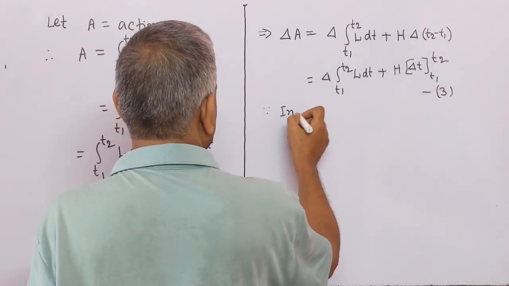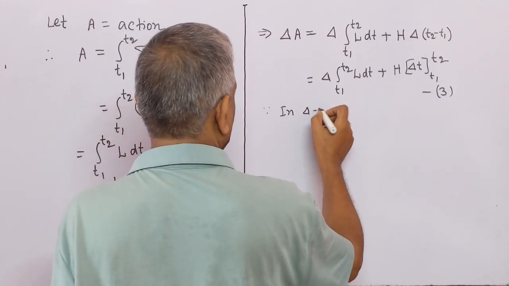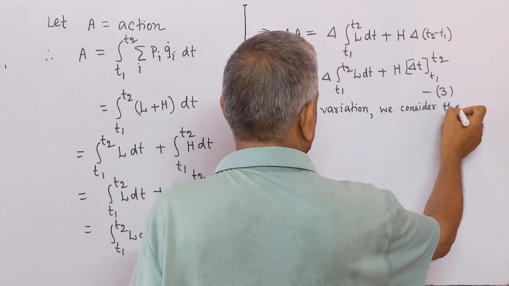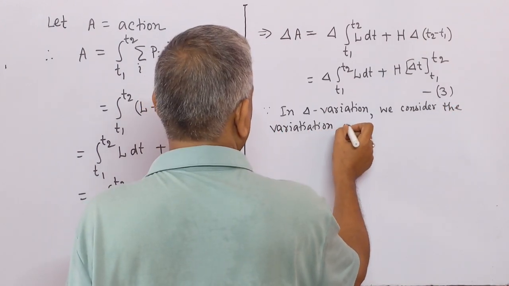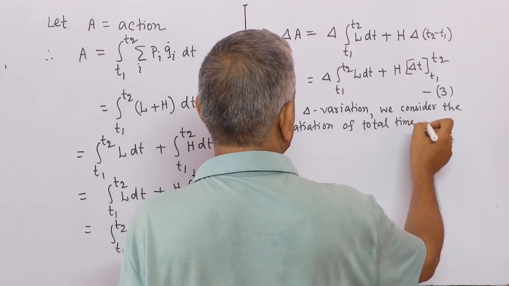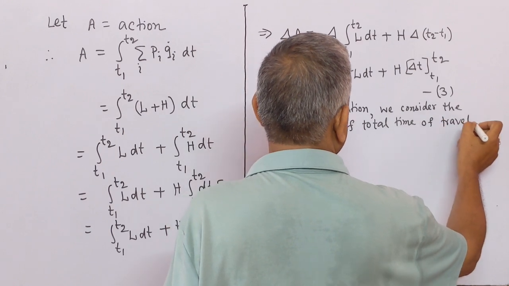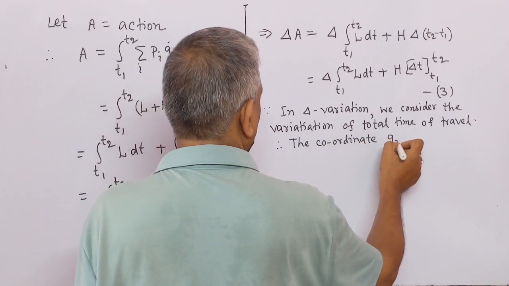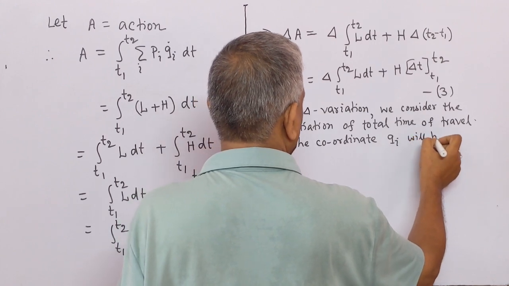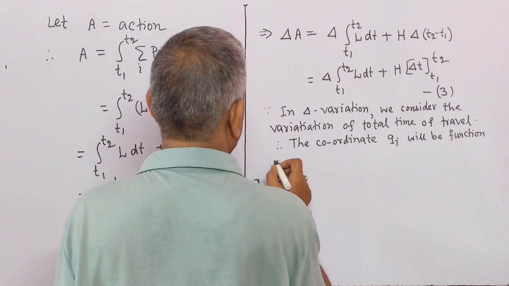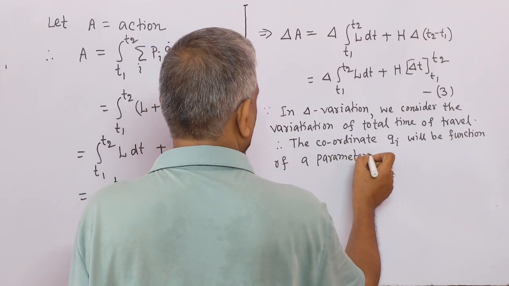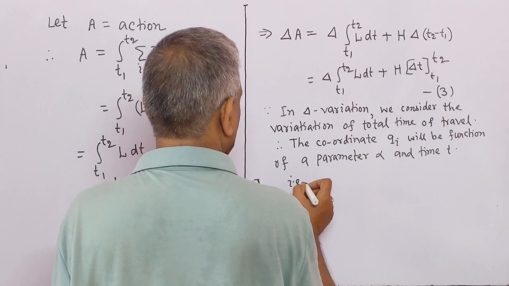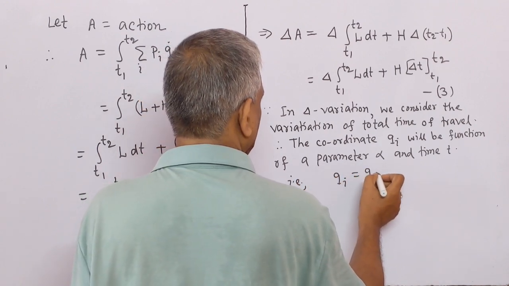Since in this delta variation, this delta is uppercase delta, we consider the variation of the total time of travel. Therefore, the coordinates q_i will be a function of a parameter alpha and time t, that is, q_i is a function of alpha and t.